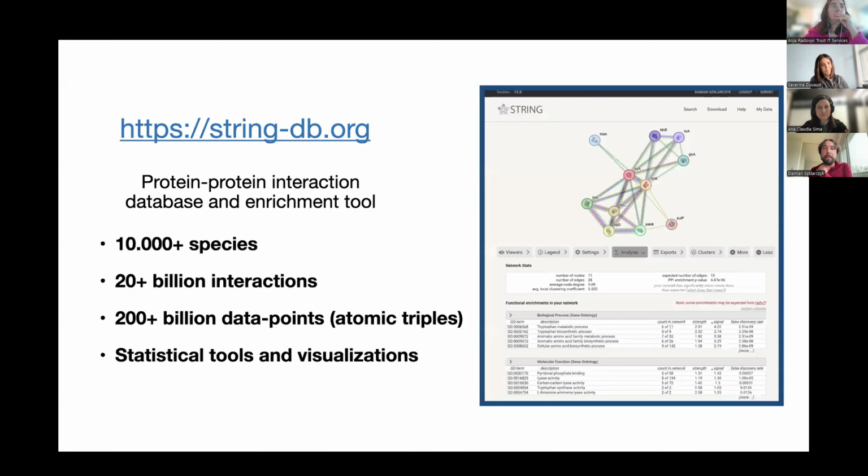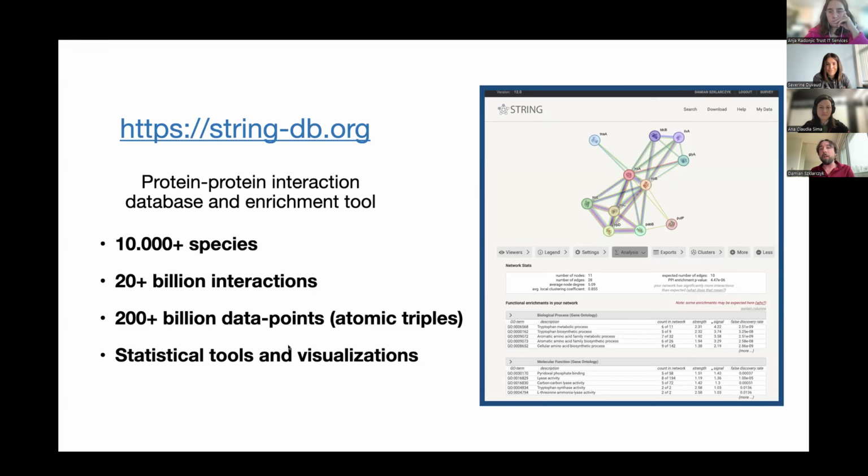As was mentioned, I'm responsible for STRING. Our database is huge. We have more than 10,000 species and 20 billion interactions in total. If we count all the triples within the database, all the basic atomic data points, there are probably around 200 billion of them. So giving it as a table is not particularly useful. And we have, of course, statistical tools and visualizations.